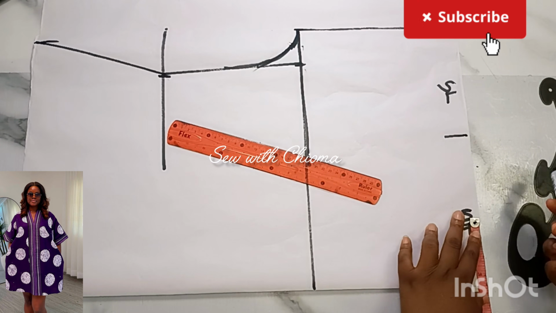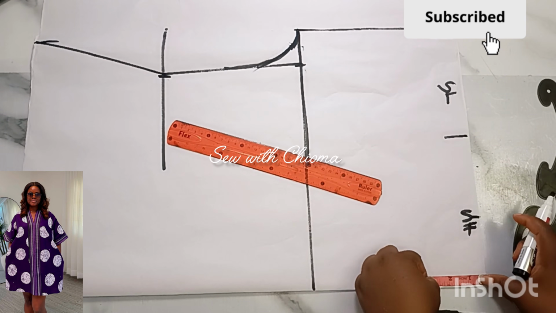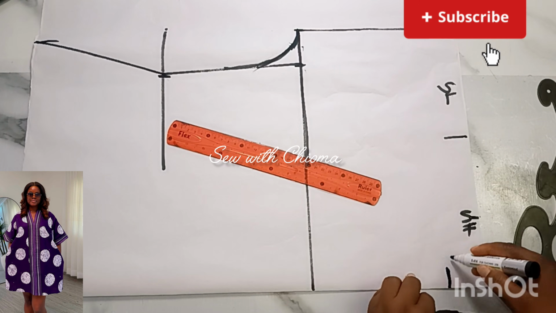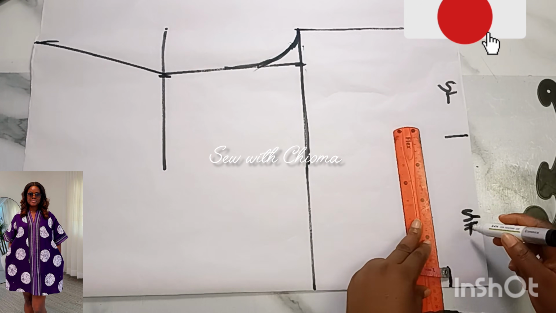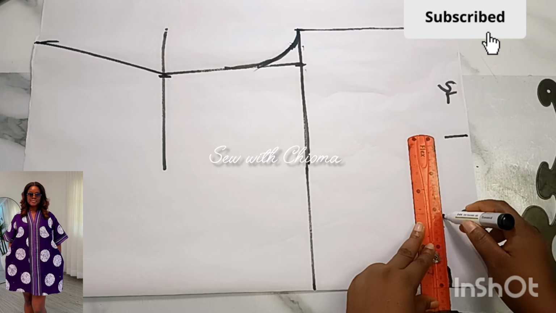Another thing is your neck width. Mark your neck width. Now what neck width do you think will be okay? Is it 3 or 3.5? I went for 3.5 and neck depth 2 inches. All right, my neck depth 2, my neck width 3.5.